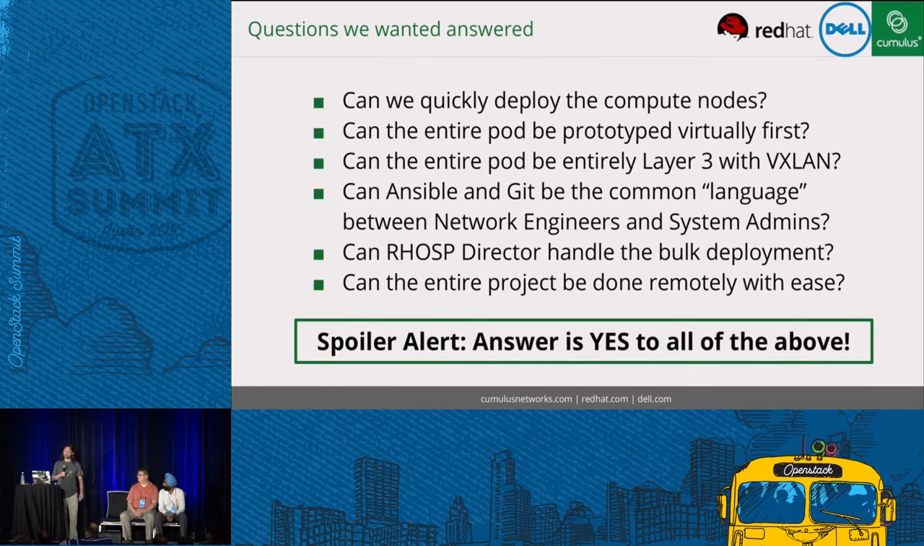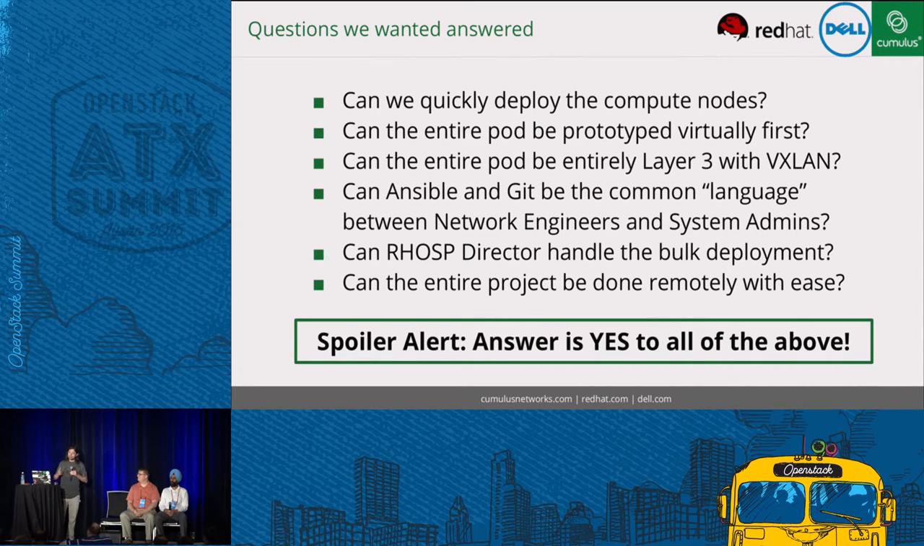So we wanted some questions answered, right? We wanted to prove out that we could very quickly and in an automatic fashion roll out an entire OpenStack cluster covering networking, the controller nodes, and the compute nodes. And we had limited time. Dell graciously gave us some time in their lab, but it was a limited amount of time. So we wanted to make sure that we knew everything would work before we got in there. So we decided to prototype everything in virtual machines first, both the switches and the servers.